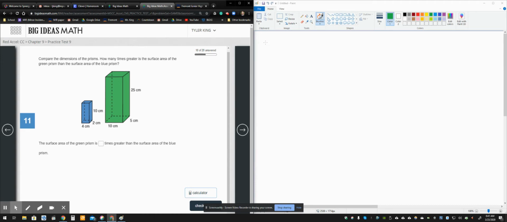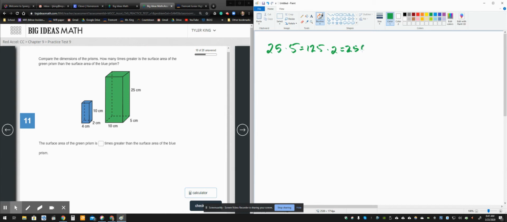Okay, to find the surface area of the green prism, we need to find the area of all of the sides and add them together. So when we're doing this, we can do 25 times 5, which is going to be 125. Now, because the left and the right side are going to be the same, we can times that by 2. It's going to give us 250.